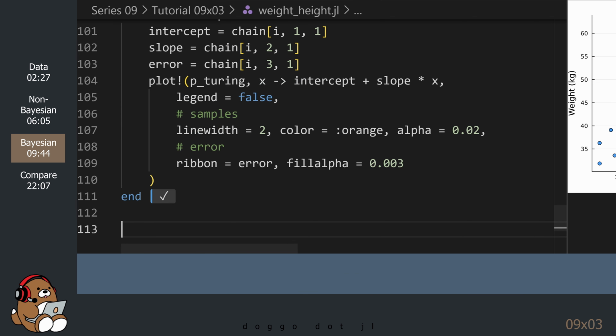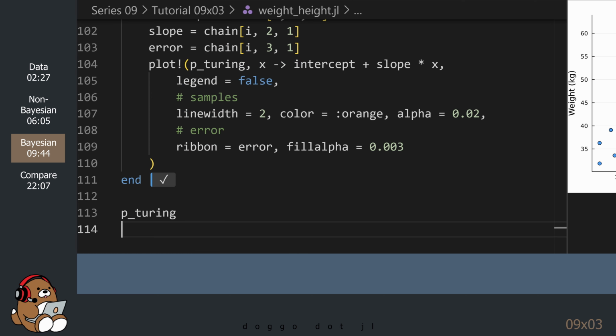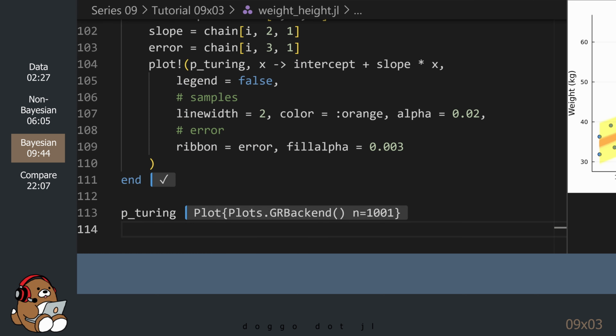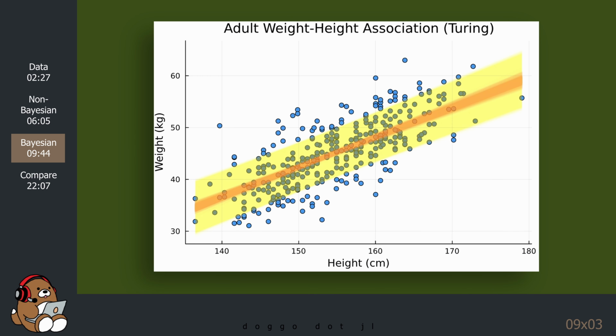In order to see the updated plots, you need to call the name of the plots. As you can see, this plot looks a little different than the non-Bayesian plots. Rather than showing one line for the linear regression, this plot is showing 1,000 lines. The translucent area indicates the error or the unknown factors that may be influencing the weight for any given height.